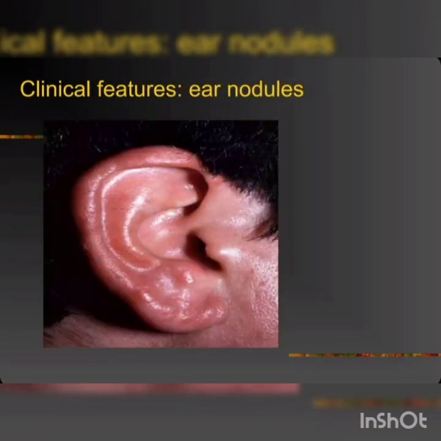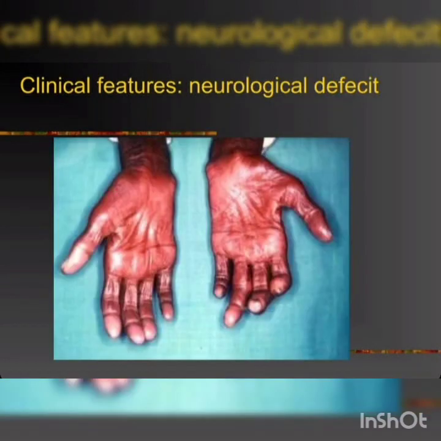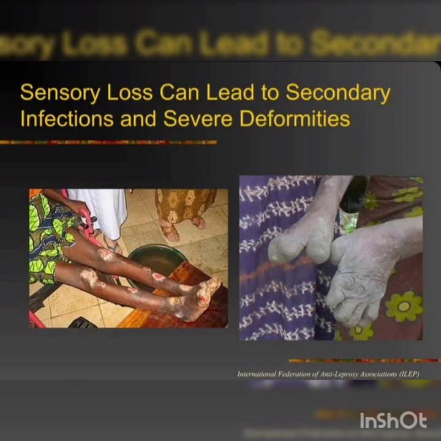You can see lesions in the ears, nodular lesions with skin discoloration. You can see other skin lesions like nerve enlargement in that area. Complications include nerve involvement, ulnar nerve palsies leading to permanent contractures in the hands as well as the feet. Sensory loss can lead to secondary infections and severe deformities due to nerve involvement. That is an important chronic feature.